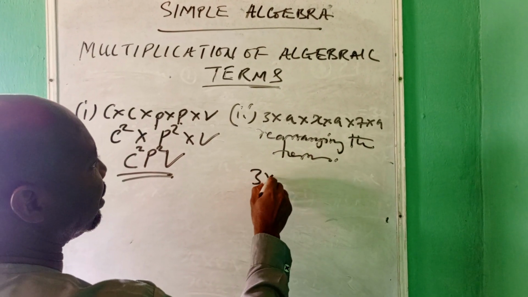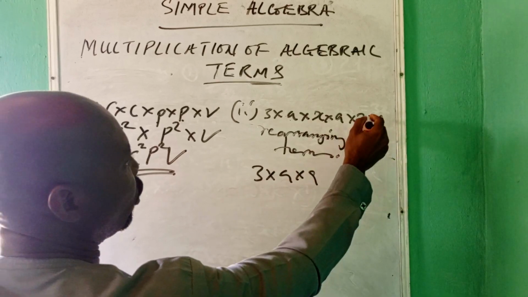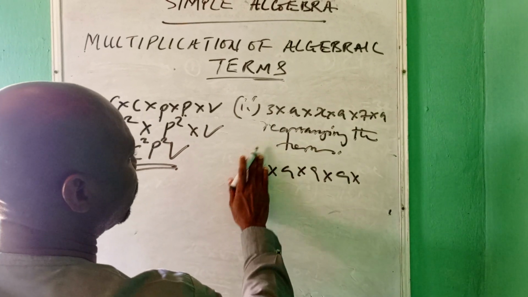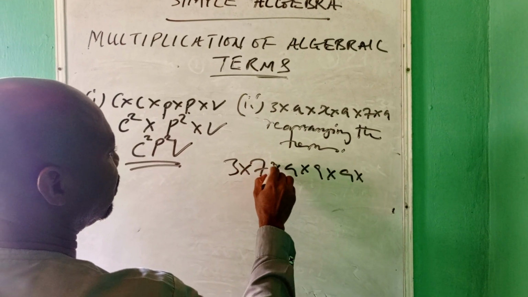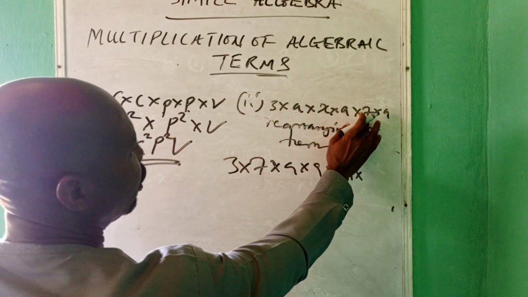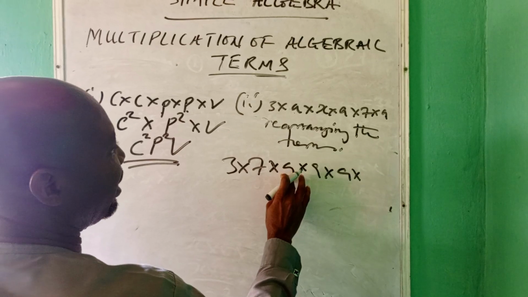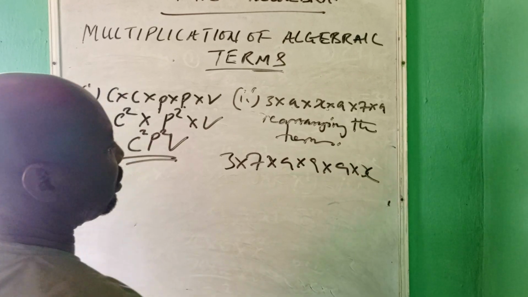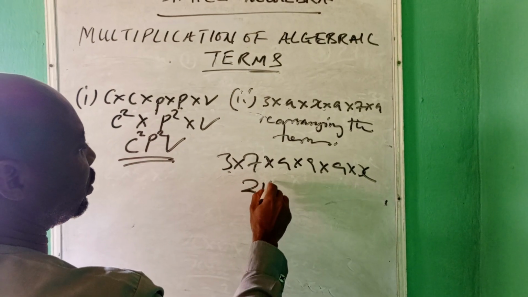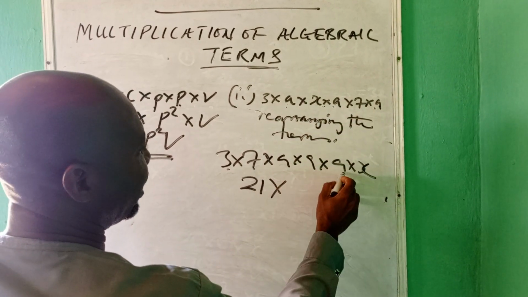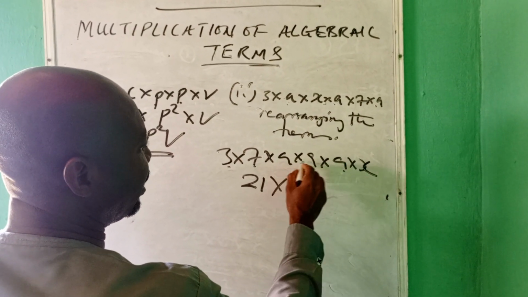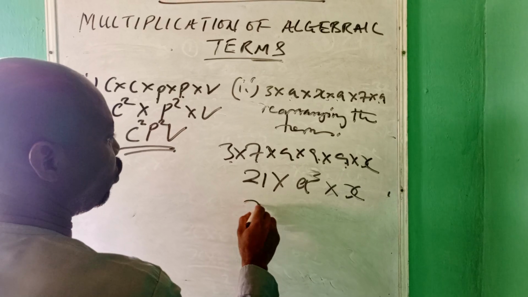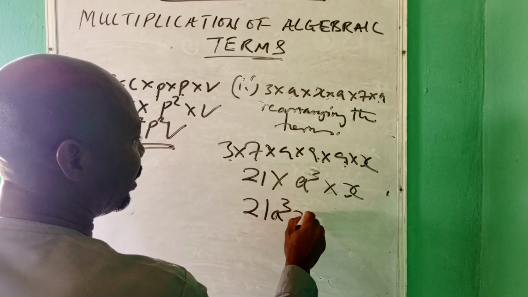So you have 3 times a, you bring another a, then you bring the x now. Okay, there is 7 here, no? I have 3 times 7. If you are done with the numbers, then you go to a times a times a times a, bring the 3 a's, then times x. So 3 times 7 will give you 21, times a times a times a, which will give you a cube. A times a times a, a cube times x. So this will give you 21 a cube x.